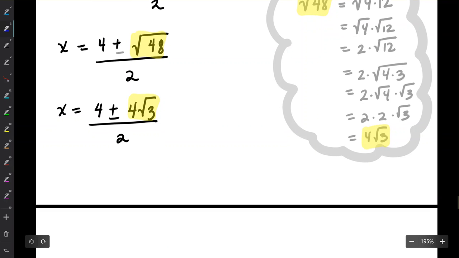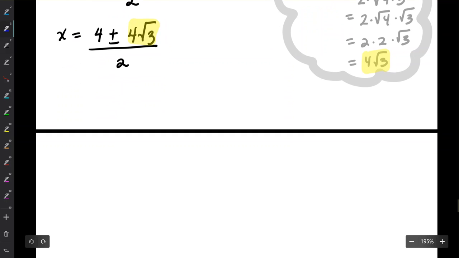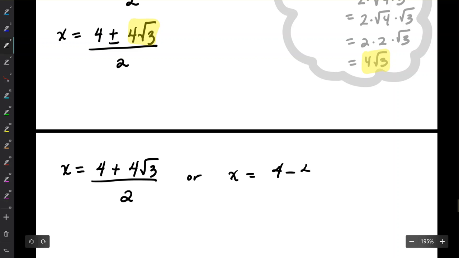Let's rewrite this problem without color right down here. X is, and maybe we break this up into x being 4 plus 4 times the square root of 3 all over 2, or x is 4 minus 4 times the square root of 3 all over 2, and put it back together after. That plus or minus can just visually cloud our mind. Okay, so all I've done is I've split this up.